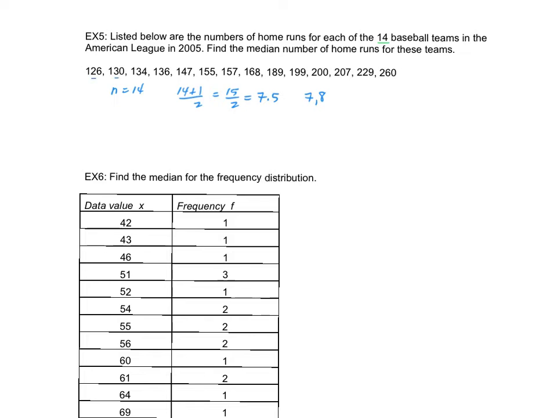So 1, 2, 3, 4, 5, 6. And then I'm going to look at these 2. Now if I take the mean, it's (157 + 168)/2. And then that turns out to be 162.5. That would be my median.